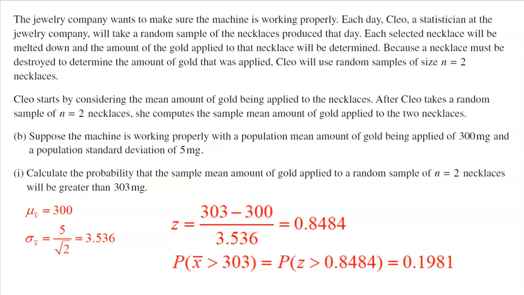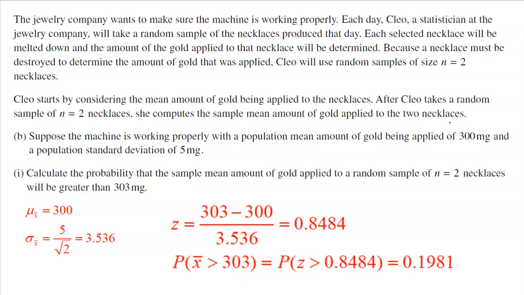So again, to actually check how much gold is on these necklaces, they have to melt them down, destroy them. That is why they want to make this determination with a very small sample size of 2. All right. So Cleo starts by considering the mean amount of gold being applied to necklaces. After Cleo takes a random sample of 2 necklaces, she computes the sample mean amount of gold in those 2 necklaces.